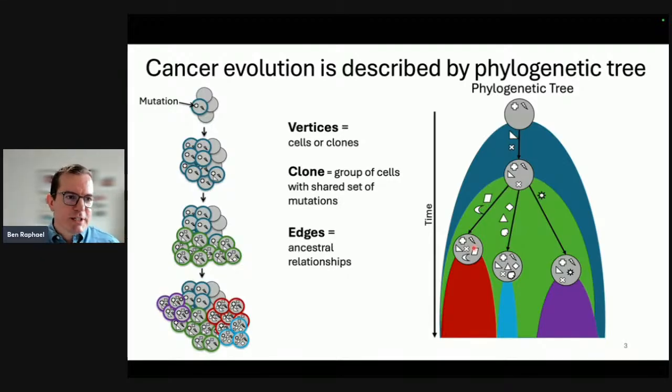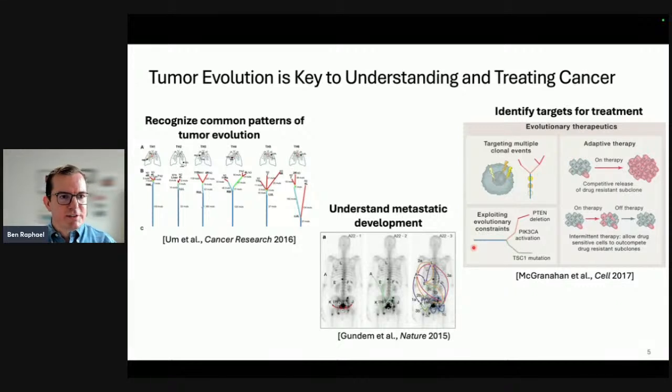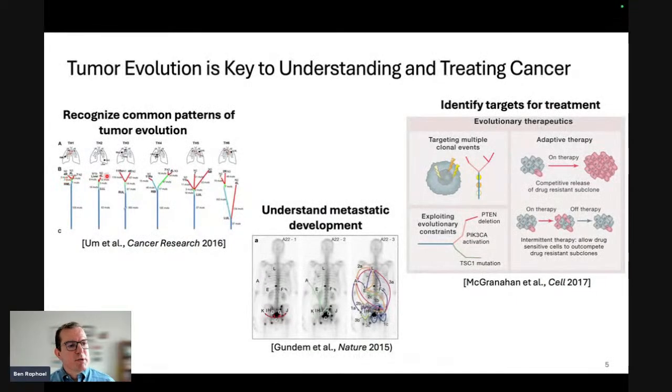So tumor evolution is really key to understanding and treating cancer. By building trees that represent the evolutionary process over different individuals, we might see common patterns. We might see mutations that are on the trunk of the tree, ones that are early in the process, and mutations that tend to be closer to the leaves of the tree, so-called subclonal mutations, which tell us something about the dynamics of this evolutionary process.